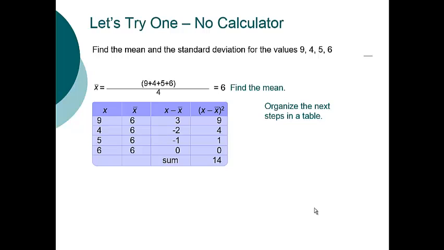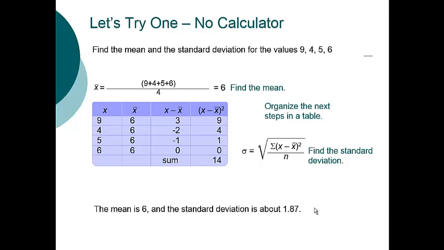And then we use our table method, which is value, average, value minus average, and value minus average squared, and we fill out the blank boxes. Then we find the sum, and after that we do the square root of the sum over how many values are in the list, which is n, to find the standard deviation. So the mean in this case is 6 and the sum is 14, so the square root of 14 divided by 4 gives us 1.87. I hope that helps, as you can see.